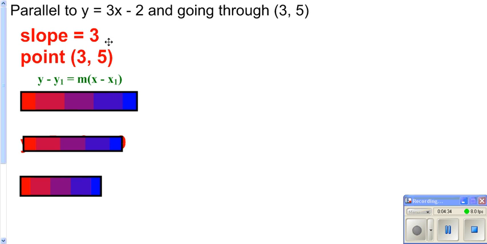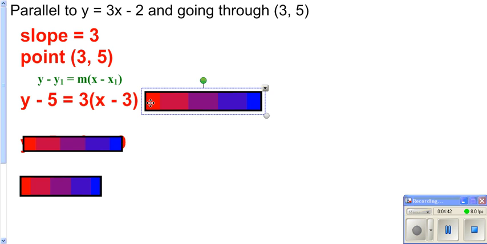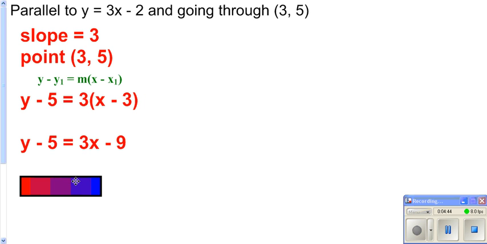Once again, we have a point and the slope, so we'll use our point-slope formula, y minus our y-coordinate, equaling our slope times x minus our x-coordinate. Distribute through, add 5 to get y by itself, and that's it.